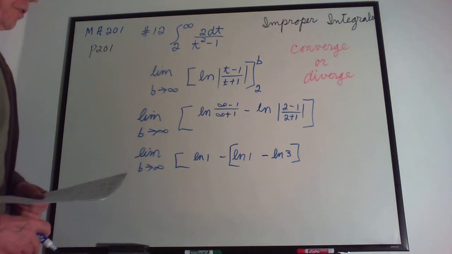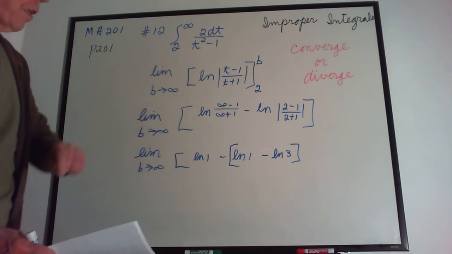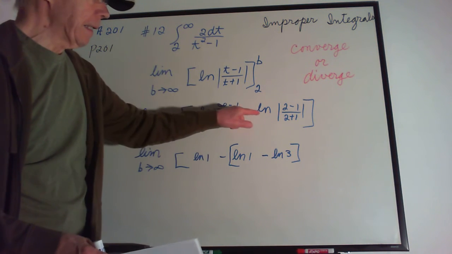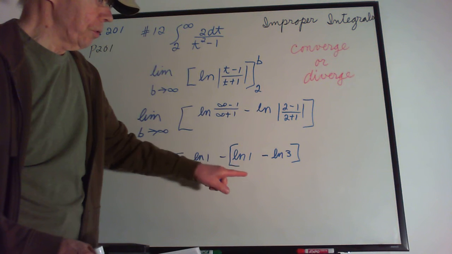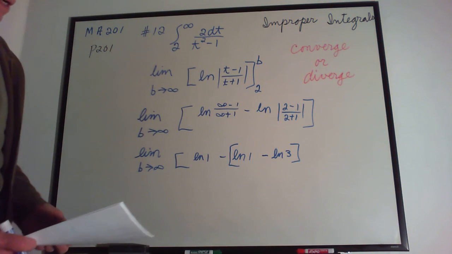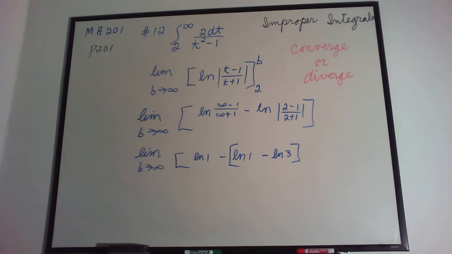Here's what you should have when you plug in b and 2. It's going to be infinity over infinity, which is going to give you natural log of 1 minus natural log of (2 minus 1) over (2 plus 1), which is minus the natural log of 1/3. So finish it and see what answer you get. Pause the video.